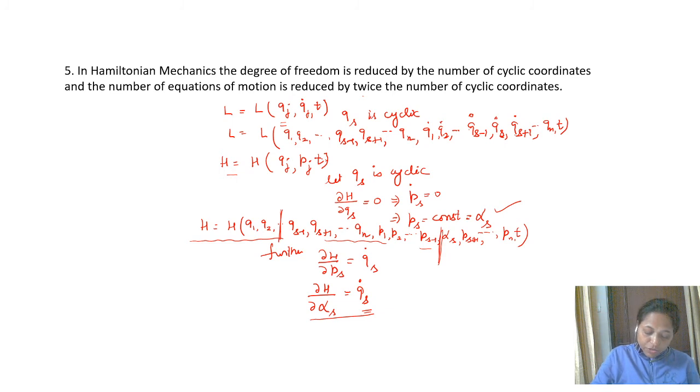One equation is reduced because you are getting p_s is equal to alpha_s. Another equation is reduced because you may get your q_s dot directly with the help of the derivative of H with respect to alpha_s. So equations are reduced by 2 if the number of cyclic coordinates is 1.